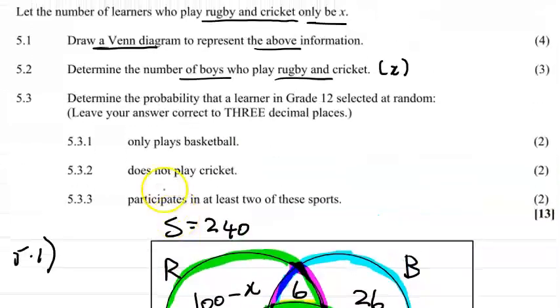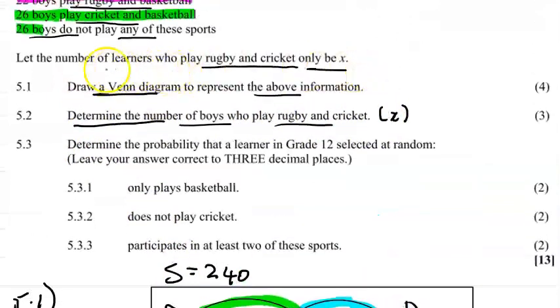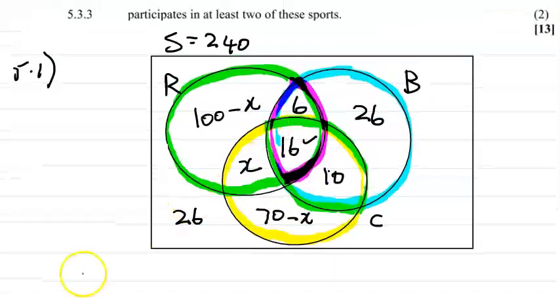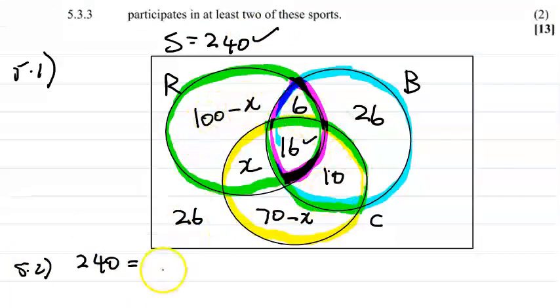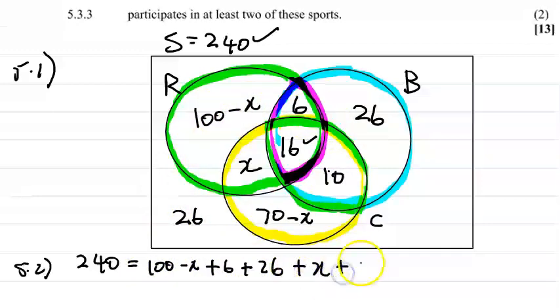Now to solve for x, here it says determine the number of boys who play rugby and cricket. So we're going to solve for x because remember we let the number of learners who play rugby and cricket be x. So to do that, for 5.2, you're going to say your sample space 240 equals, and you're going to add up everything inside your sample space, which is 100 minus x plus 6 plus 26 plus x plus 16 plus 10 plus 70 minus x plus 26.